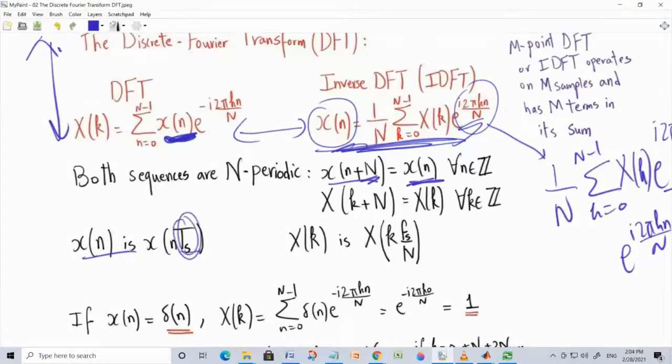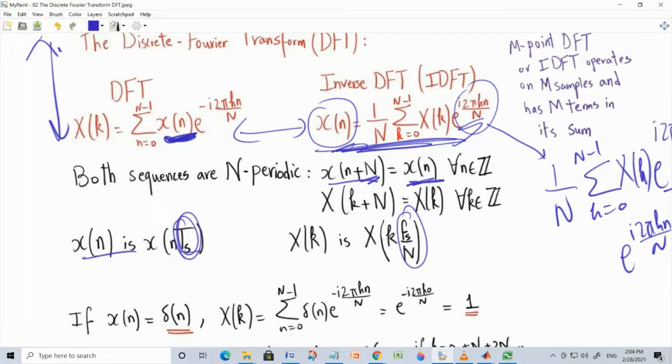Our signals in time, of course, the sampling interval is Ts, and now the sampling interval in the frequency. So if you are talking about absolute time or absolute frequency, now our signal is discrete in time. There is a sample every Ts seconds, and our signal is discrete in frequency, and we take a sample every Fs over big N hertz.